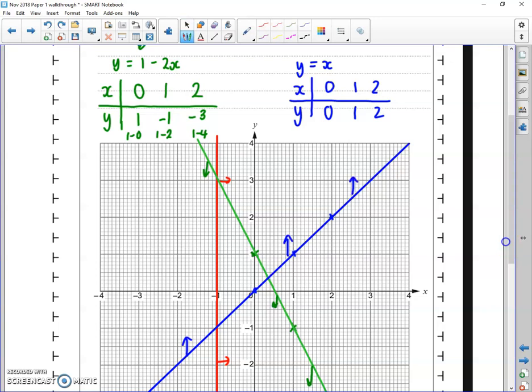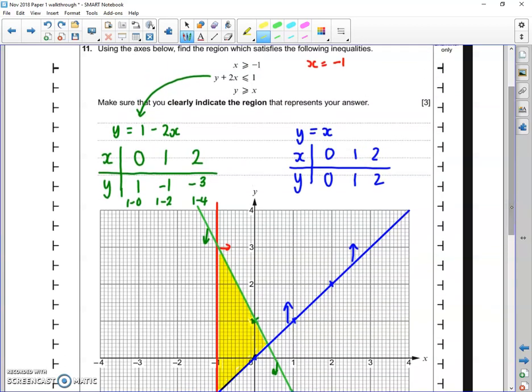And then you've got to just shade the region which matches all of your arrows, your more thans and less thans. So we're going to the right, underneath, and above. So colour in there. This is shading the region that shows your answer. Okay. And the lines themselves are included as well, because they're more than or equal to, or less than or equal to. So the lines are included.